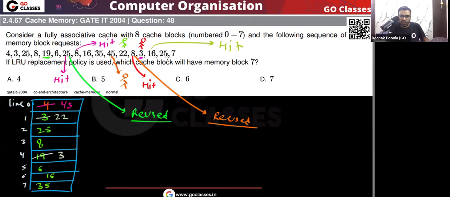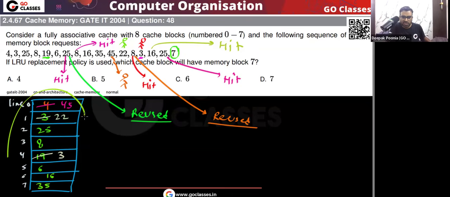Okay, and what about this 25? This is also a hit. This is already present in the cache memory, so this is also a hit. And what about this 7? This is the first reference to block number 7. So for this block number 7, I need to replace one of these cache blocks.